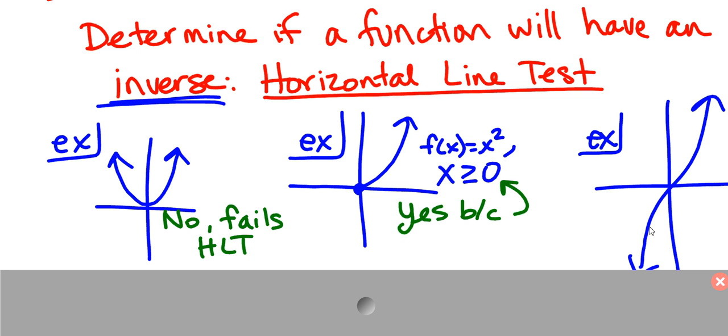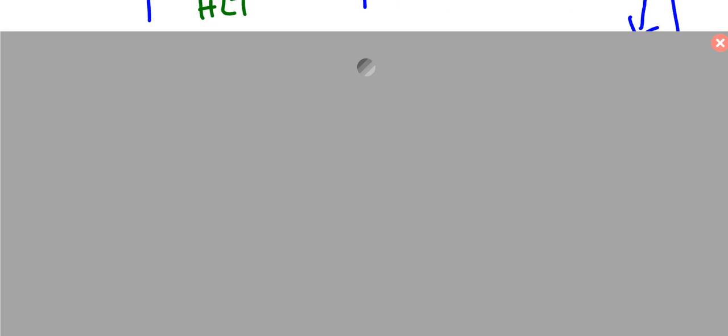Now, a cubic function, like we started with, does this pass the horizontal line test? So will this have an inverse? Yes, it will. So yes, that will have an inverse. The middle one will have an inverse, no to the first one. And let's go through a couple more.